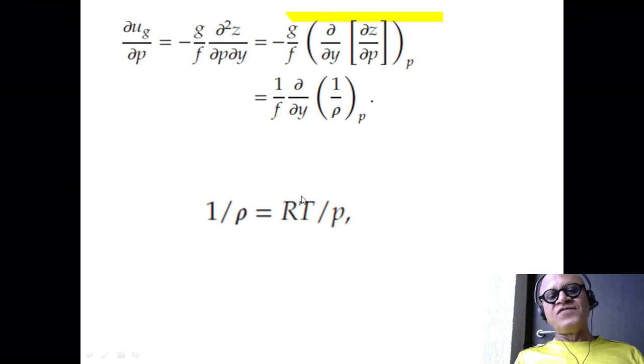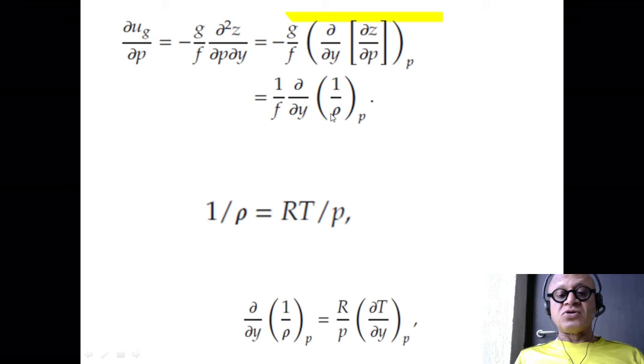What do we need? Obviously, back to our ideal gas law, we need 1 over rho. So 1 over rho is RT over P, right? So if we write things in terms of T and P, we can get rid of density, which is always our goal. So d dy of 1 over rho in that case becomes R over P dT dy. I'm not going to go through this step, but you can easily do that, right? So this is again in the pressure coordinate.